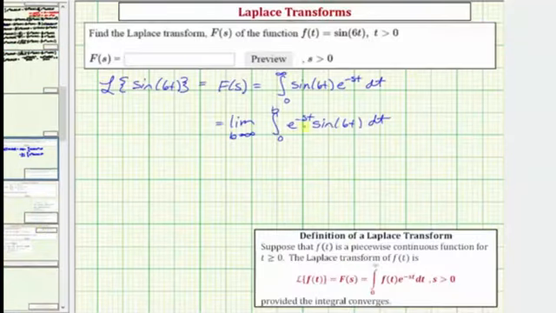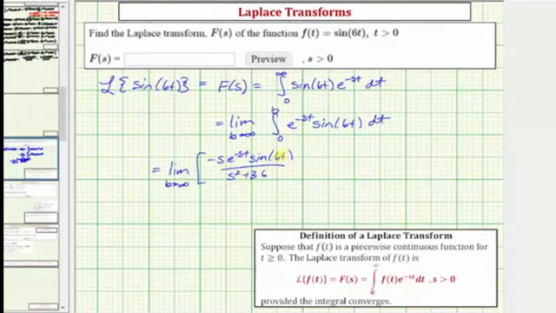Remember, our goal here is actually to find this definite integral, then determine this limit to find the Laplace transform of f of t equals sine 6t, which means now we can write the limit as b approaches infinity of the antiderivative of e to the negative st sine 6t, which is negative s e to the negative st sine 6t divided by the quantity s squared plus 36 minus 6 e to the negative st cosine 6t divided by the quantity s squared plus 36. The limits of integration are from t equals 0 to t equals b. So now we'll find big F of b minus big F of a, and then we'll find this limit. Let's do this on the next slide.